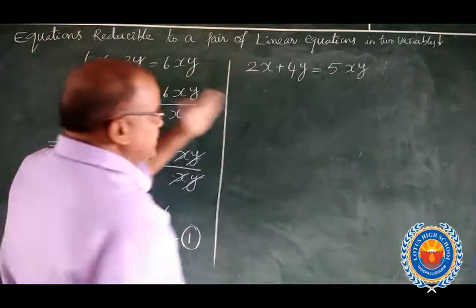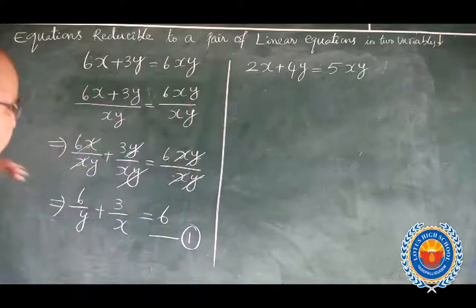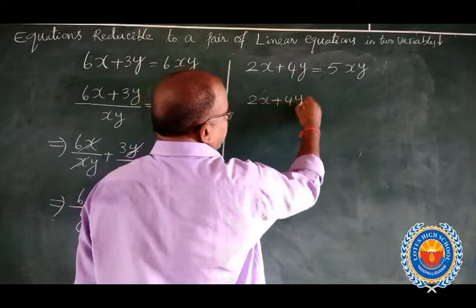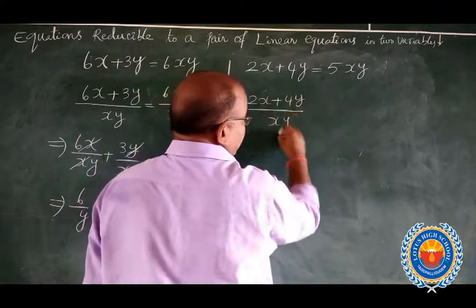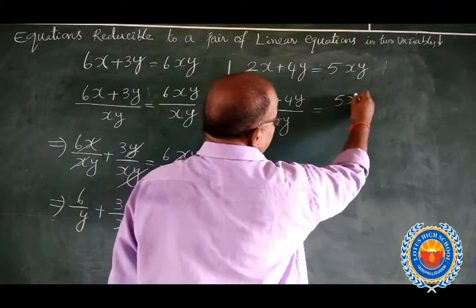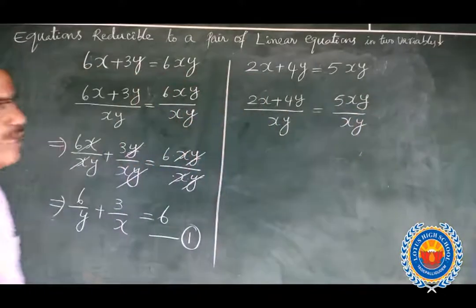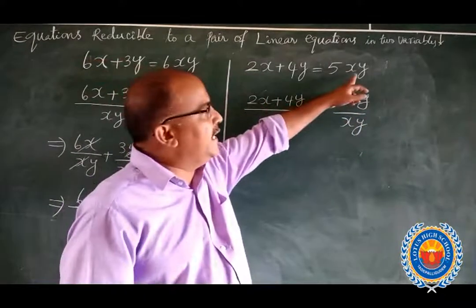Now coming to this one, we have to do it in the same way. Here also 2x plus 4y by xy, 5xy by xy. Why do I divide by xy? Because I want to eliminate this xy.